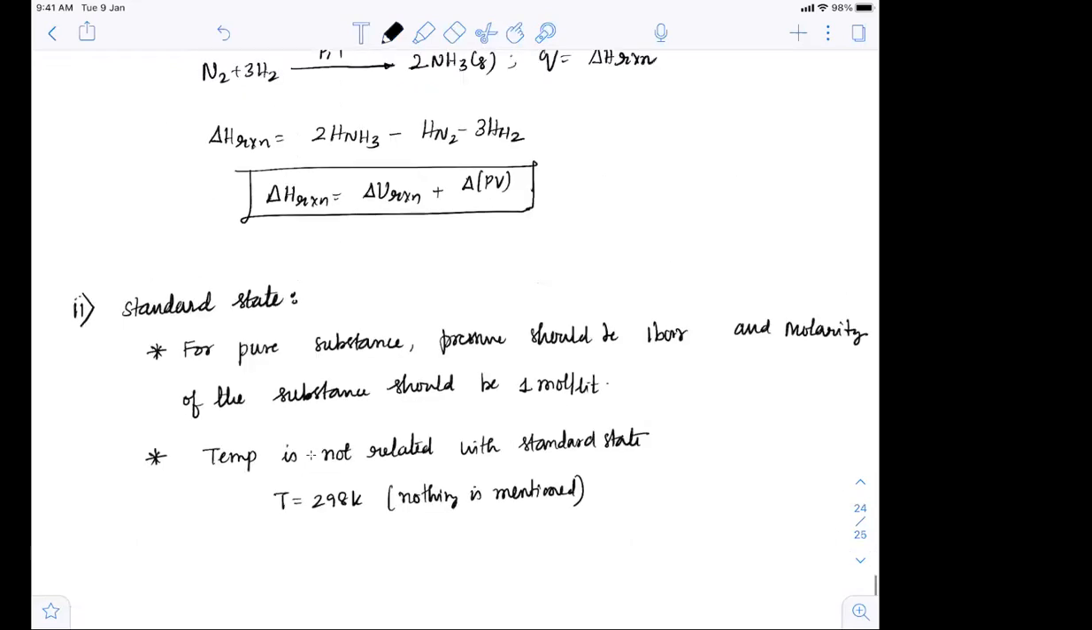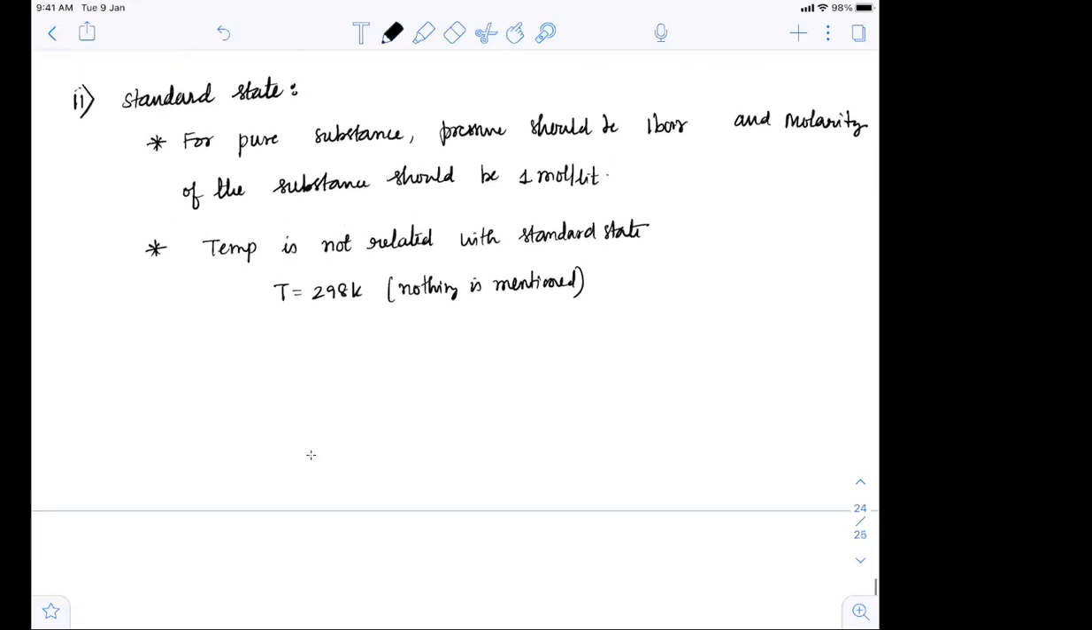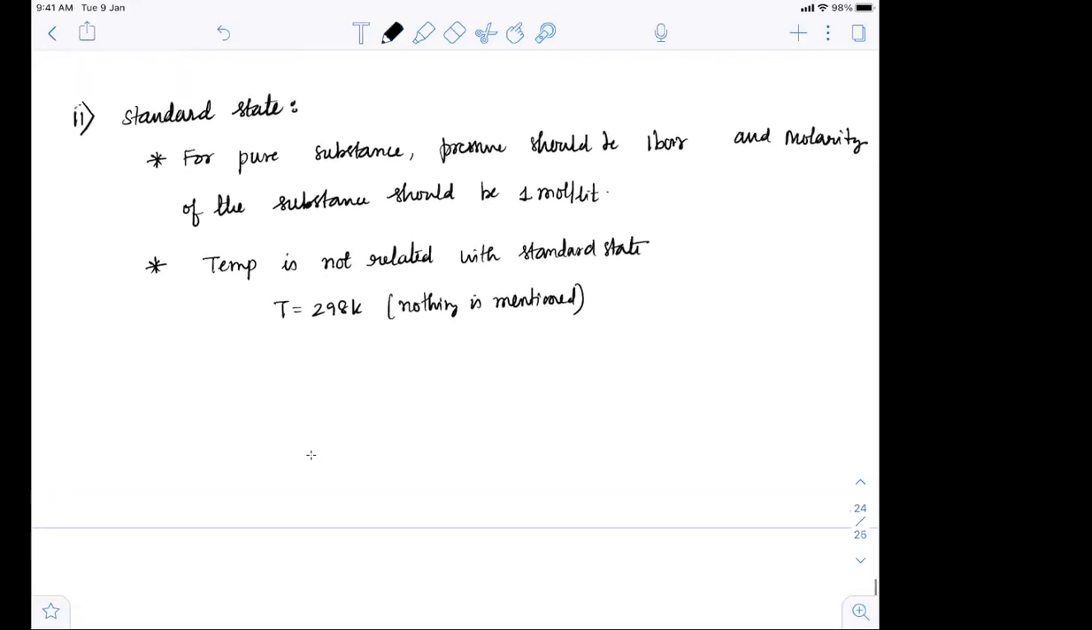See, beta, what is this standard state all about? Basically, it tells us that if any substance has been taken, in which case we should take it as 0 and in which case we should not. That is the whole idea here.